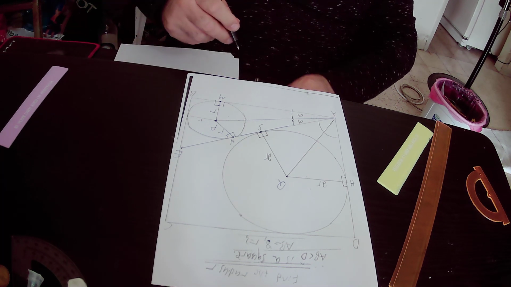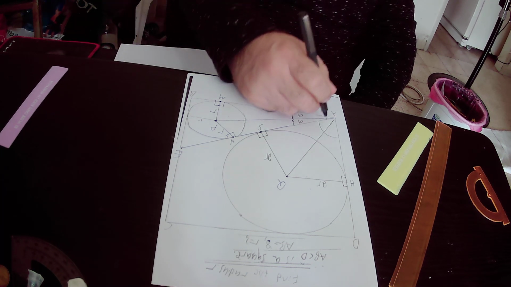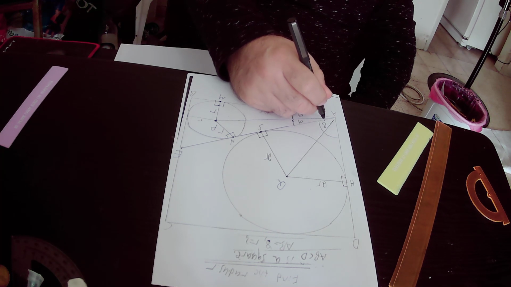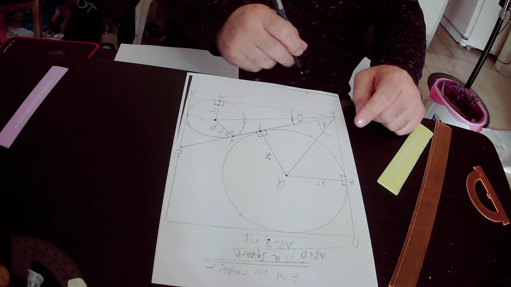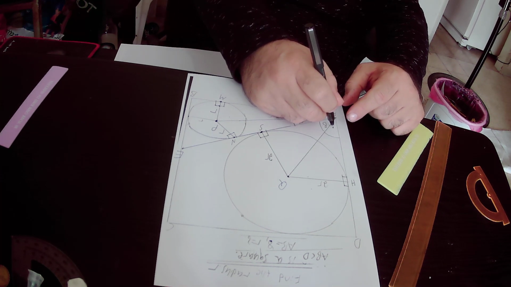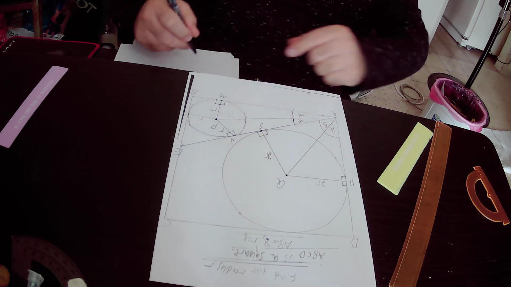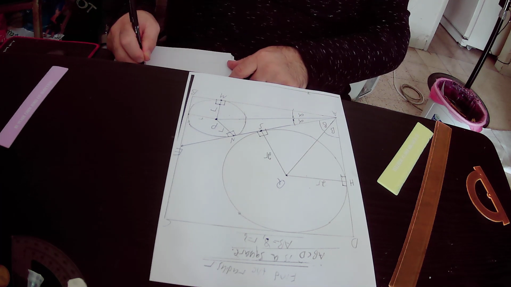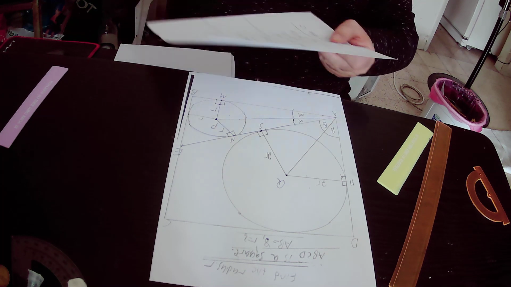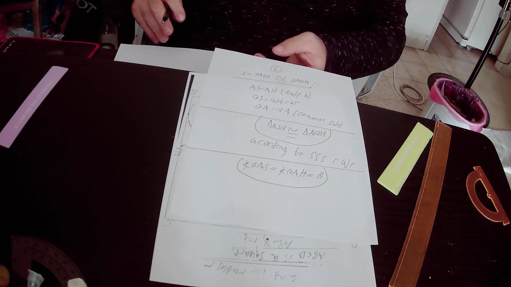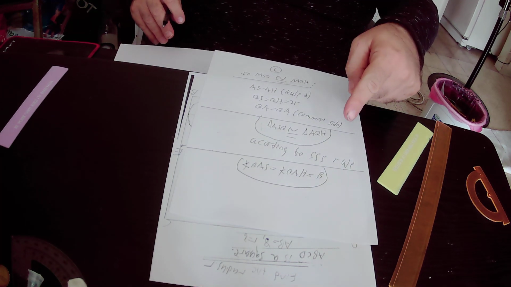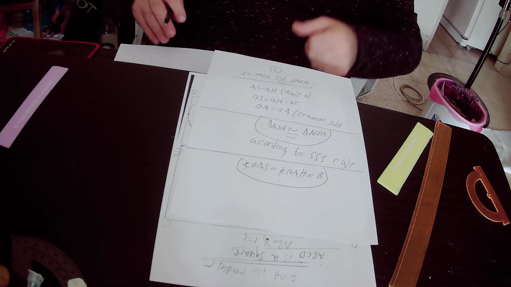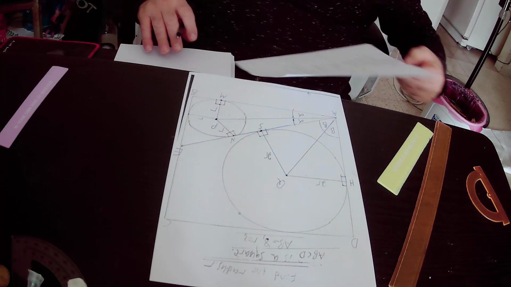If we define this angle as beta, then this angle will also be equal to beta, because those two angles are equal to each other. So we found out that angle QAS equals angle QAH, and both angles are equal to beta according to our definition. Okay?